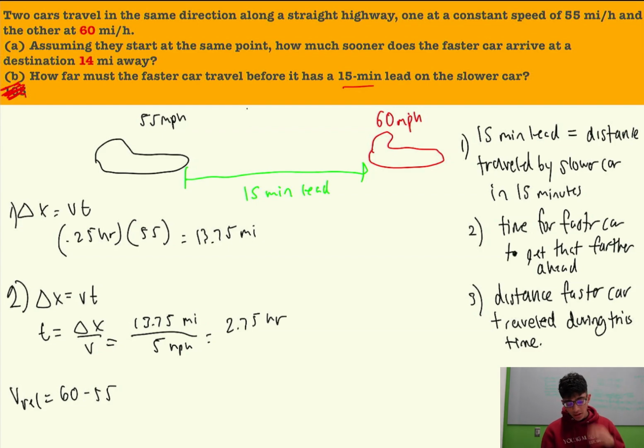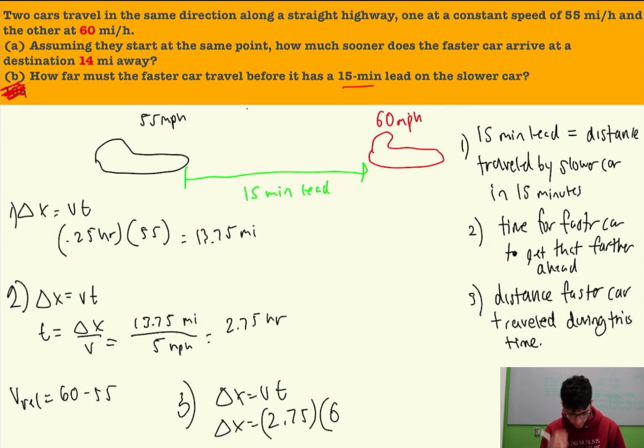And so now that we found that, we can just use all the numbers that we already had before. So x is equal to v times t. If x is that, then 2.75 is the hours we have, and he's going 60 miles per hour. So the answer is going to be 165.